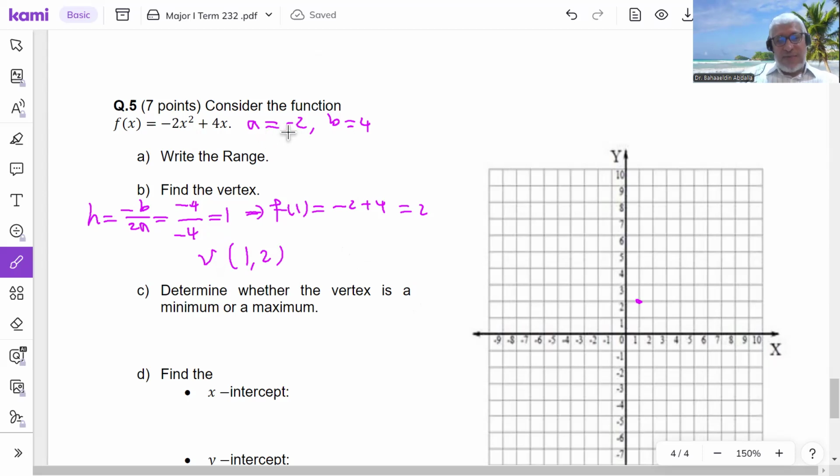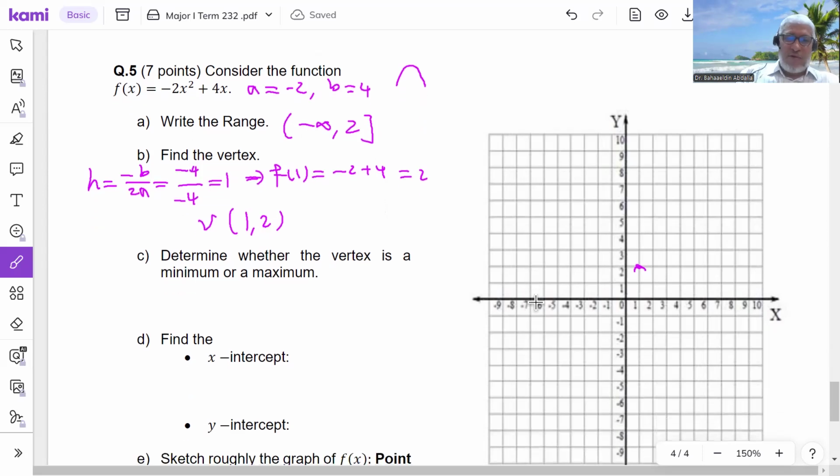Well, a is negative. So what I understand from a being negative, the graph of the parabola will open downwards. If the graph opens downwards, so what would be the range of the function? So the graph will open downwards. It will go downwards, okay? So the range would be from -infinity to 2, because 2 would be the highest value of y, okay? It would be the maximum value of the function. Determine whether the vertex is maximum or minimum. It is maximum, we said.